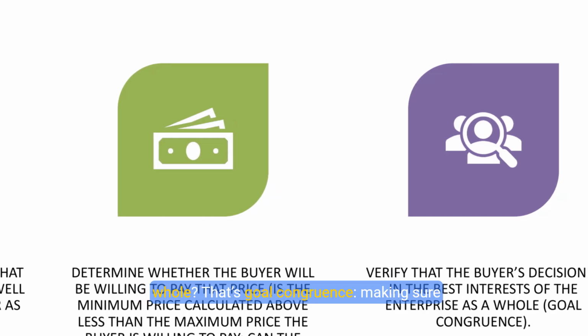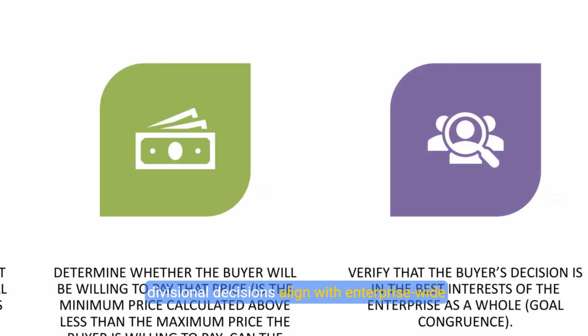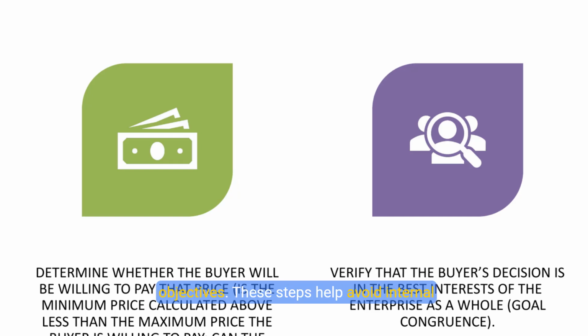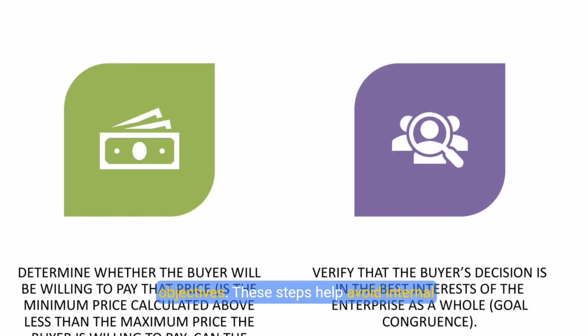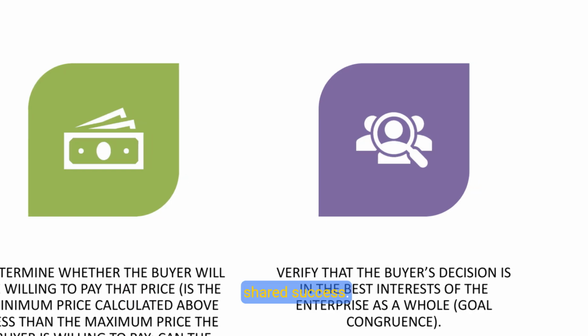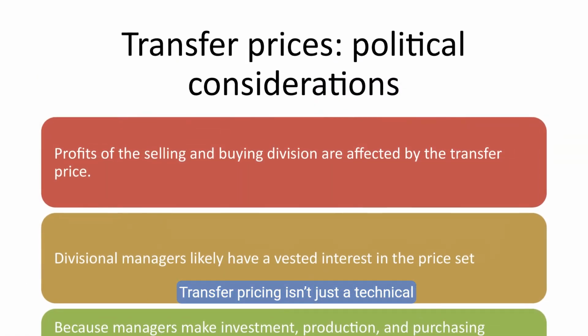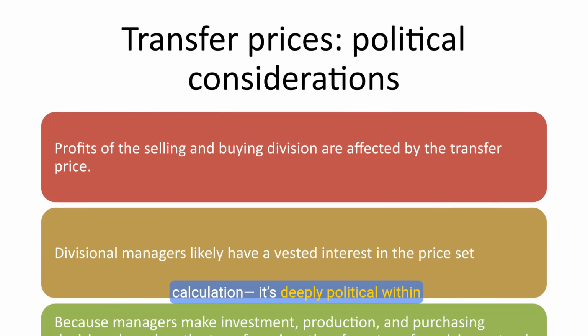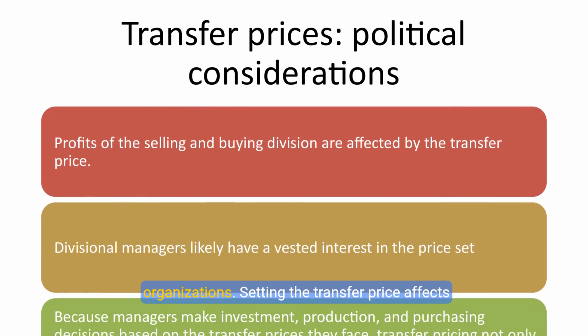That's goal congruence, making sure divisional decisions align with enterprise-wide objectives. These steps help avoid internal conflicts and ensure everyone is working toward shared success. Transfer pricing isn't just a technical calculation, it's deeply political within organizations.